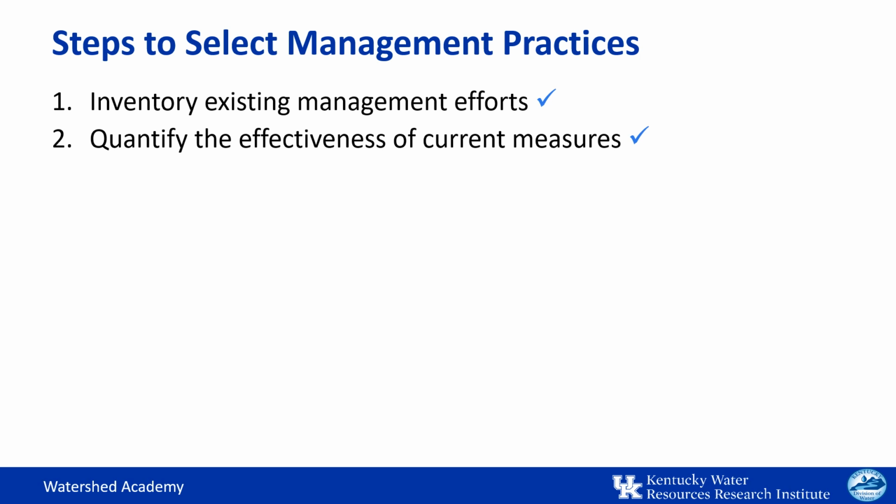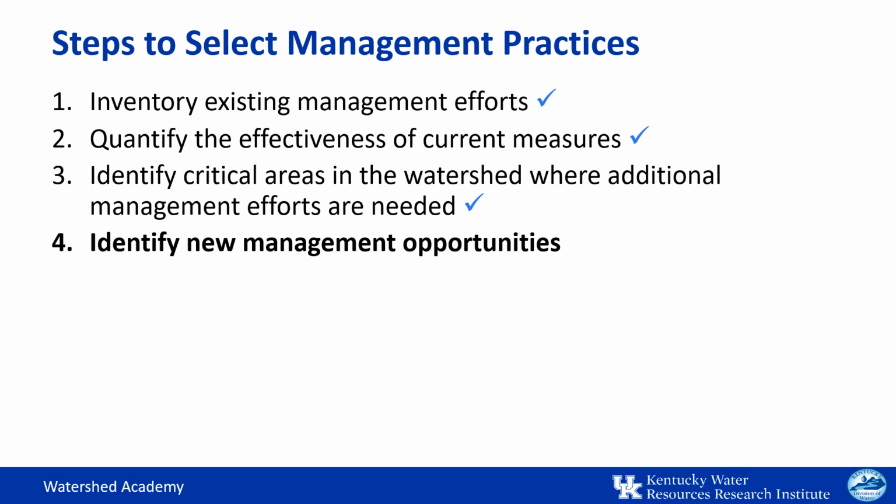The next step involves quantifying the effectiveness of these existing management efforts. This will allow you to establish a baseline level of pollutant load reductions that are already occurring and will help guide the selection of additional practices. Steps 3 and 4 involve identifying new opportunities for implementing management measures. Based on the pollutant sources, you can locate critical areas where management measures will likely achieve the greatest pollutant load reductions. Once opportunities for pollutant load reductions are identified, you can match them with candidate management practices that can be used alone or in combination.